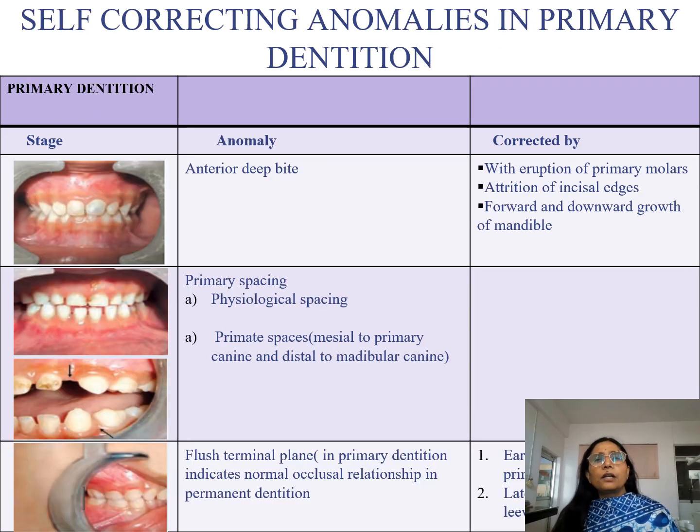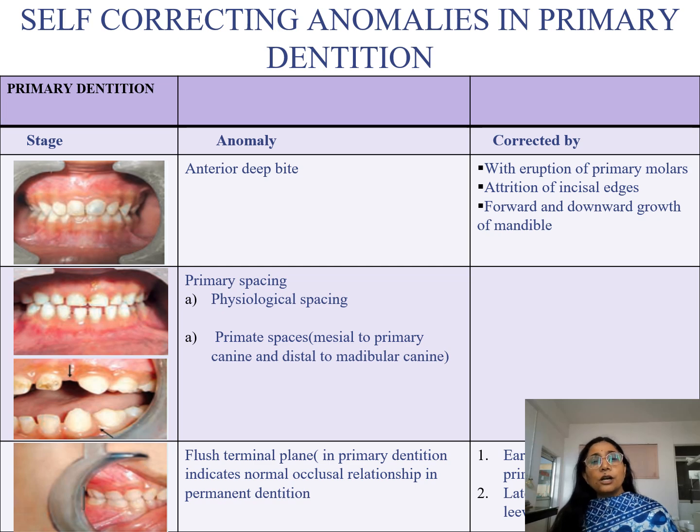The various self-correcting anomalies present in primary dentition are anterior open bite, primary spacing, and flush terminal plane. Anterior deep bite. Anterior deep bite is corrected with eruption of primary molars, attrition of incisal edges, and forward and downward growth of the mandible.